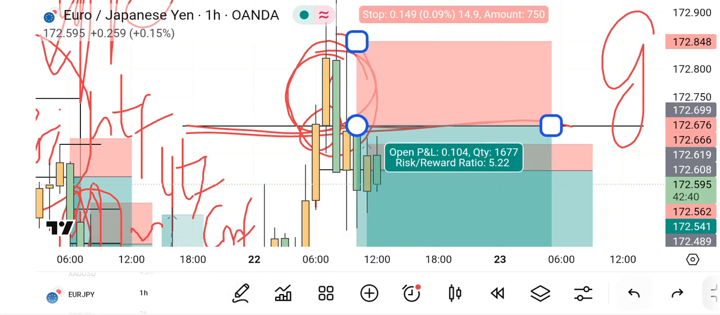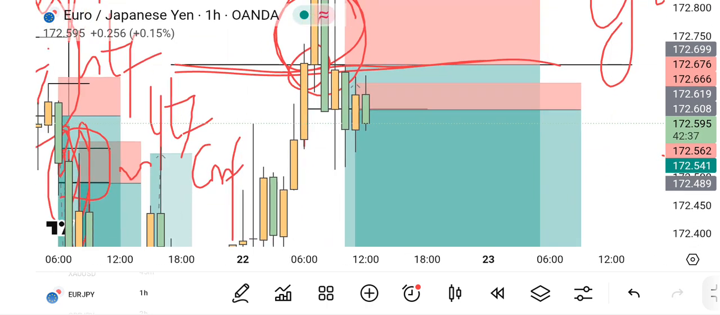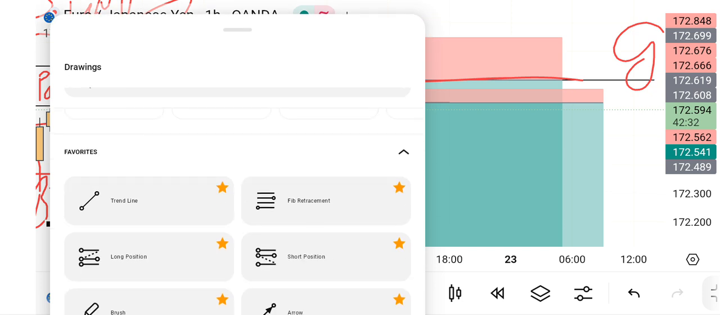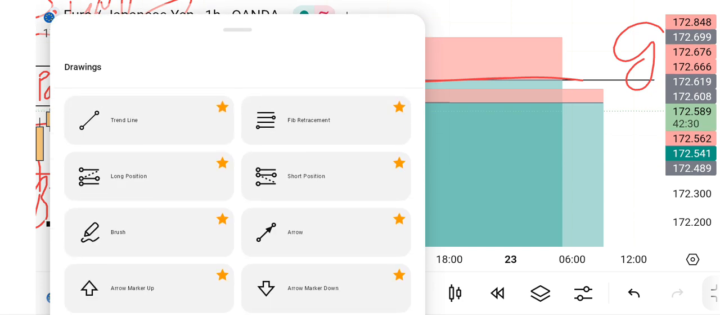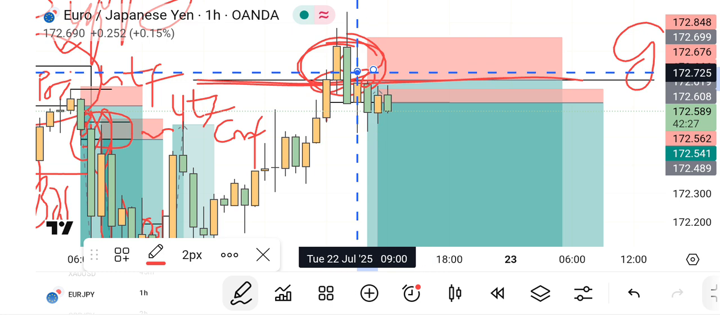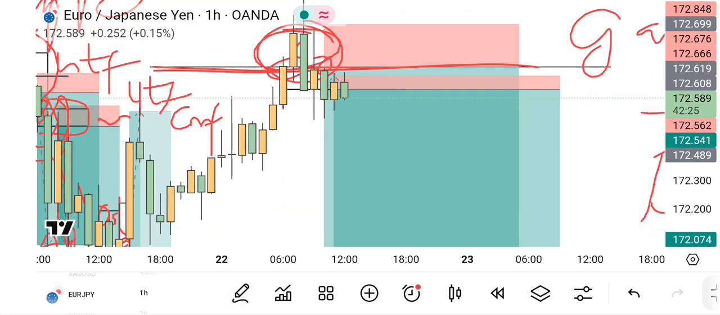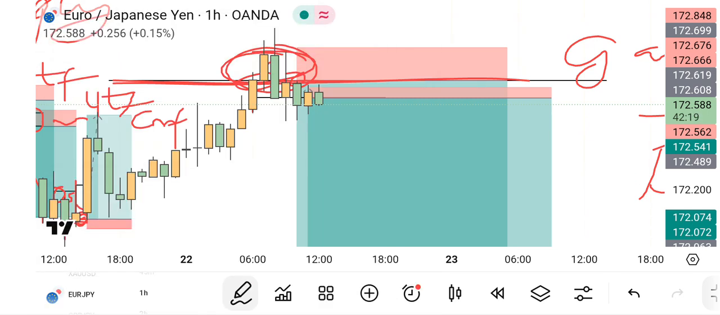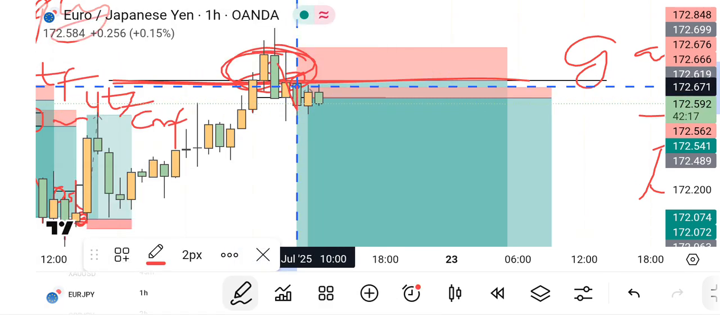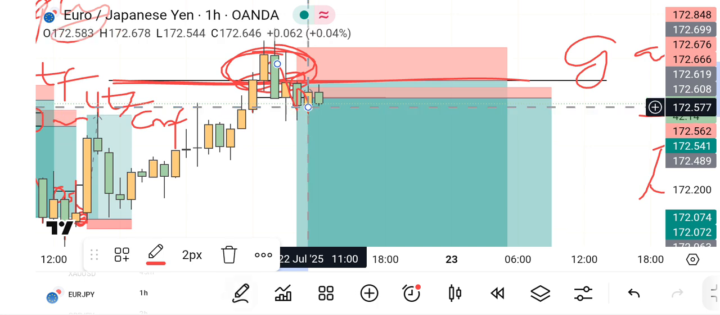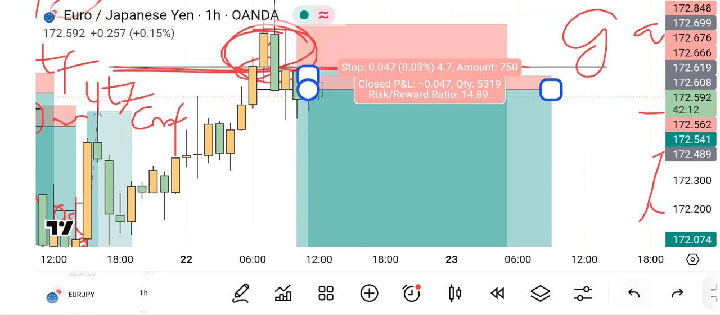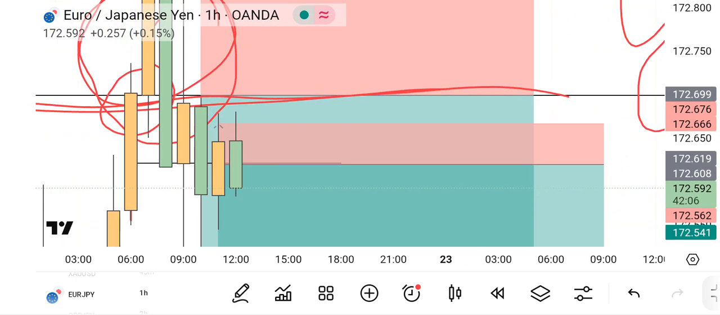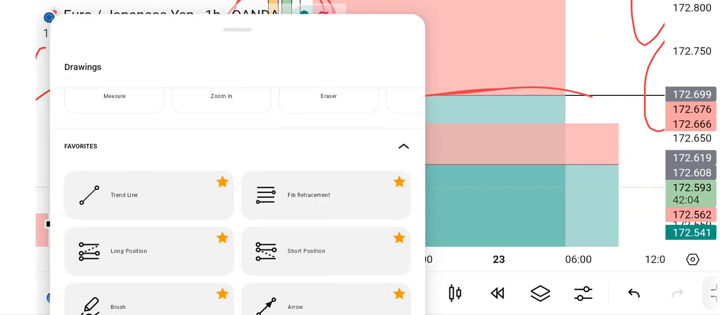Then I waited for the price to come back to that zone, which is this entry here. Then the price started dropping a bit here. Price dropped here, pushed up. Then how I got this second entry, it hit stop loss already. So the same thing, we have the supply zone here.